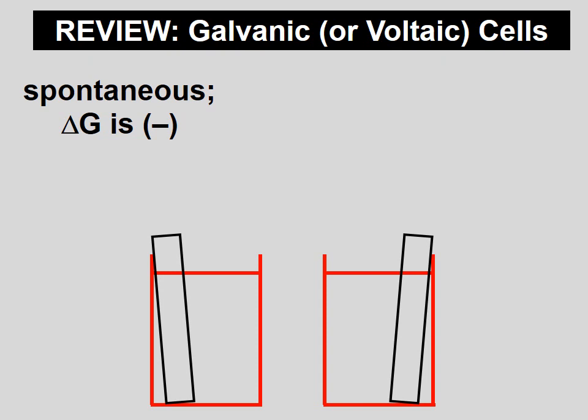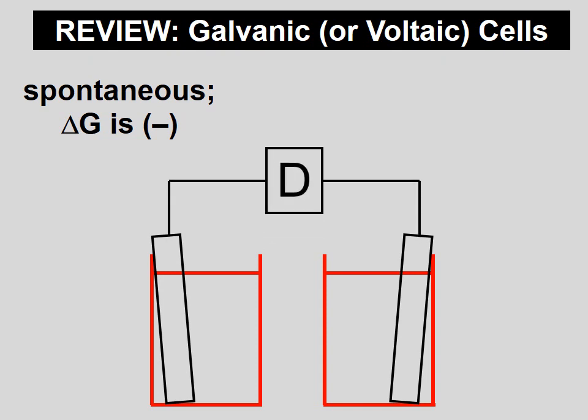Let's review galvanic or voltaic cells. In a galvanic cell, the reaction is spontaneous, which means that the change in the Gibbs free energy, delta G, is negative. What we have are two electrodes in solutions connected by some device. What happens in one half cell is oxidation, where the electrode is oxidized, that is, it loses electrons.